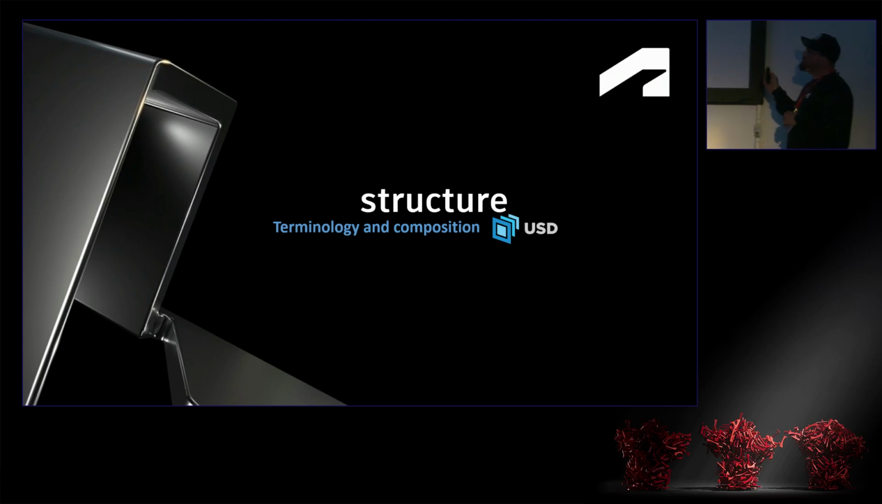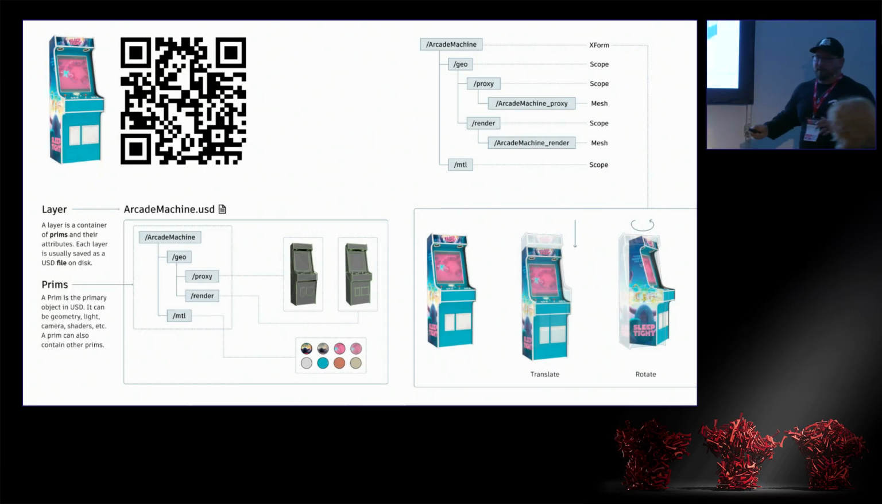So before I move on, I would like to point you to understanding the structure, terminology, and composition of a USD file. Because I don't have that much time, I wanted to share this QR code where we have all of it documented. If you want to take a quick shot of that, you'll be able to read up on all the terminology of composition of an asset inside of USD.